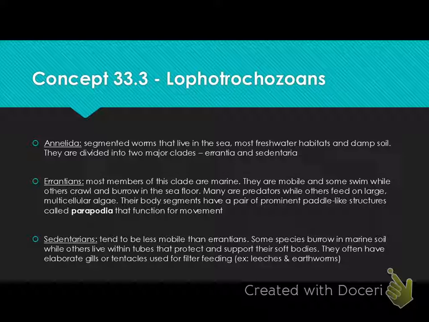And sedentarians tend to be less mobile. Some species burrow in the marine soil, while others live within tubes that protect and support their soft bodies. They often have elaborate gills or tentacles used for filter feeding, so these would be like your leeches or your typical earthworms.